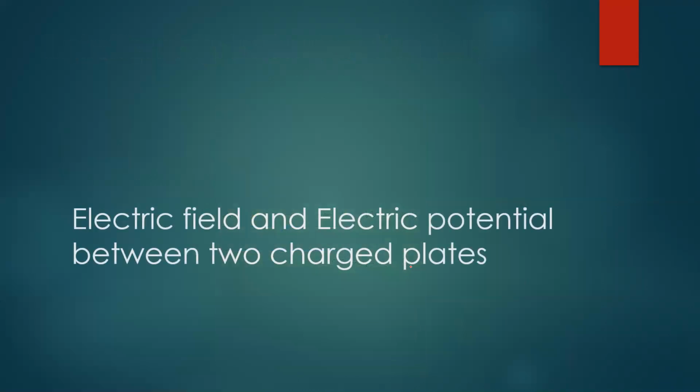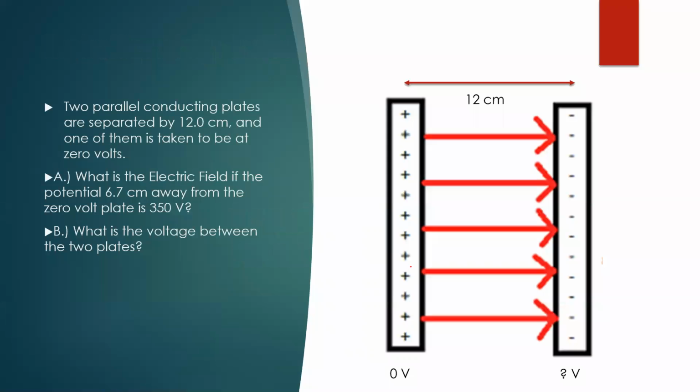We're going to use a uniform environment where we have two charged plates, as in the previous slide. The question is: there are two parallel conducting plates that are separated by 12 centimeters, and one of them is taken to be at 0 volts. We're always going to give the positively charged plate the lower voltage, so in this case, it'll be 0 volts. What is the electric field if the potential 6.7 centimeters away from the 0 volt plate is 350 volts? For part B, what is the voltage between the two plates?